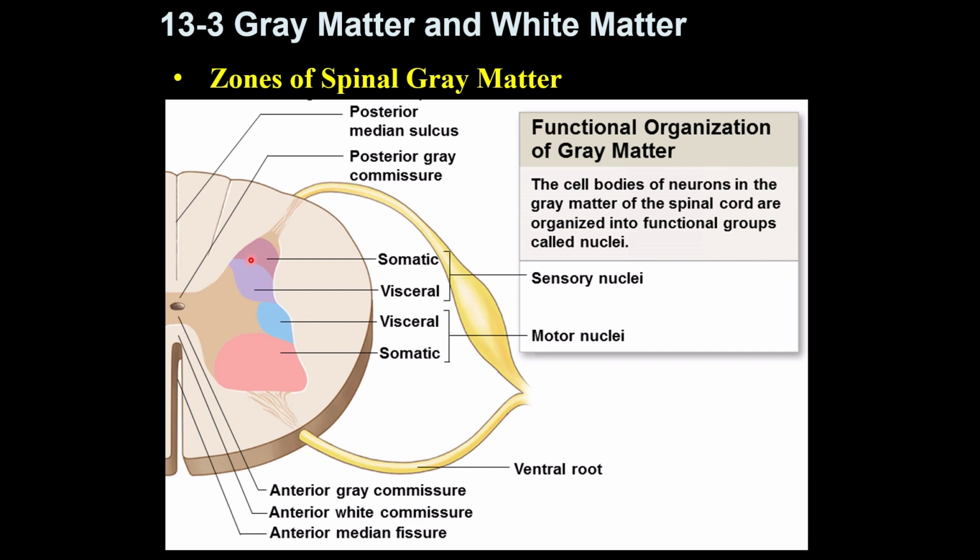And the sensory is also divided into two parts. One is the somatic one, which is more superficial and comes from the skin, and the visceral one, which is from the organs and is located deeper.